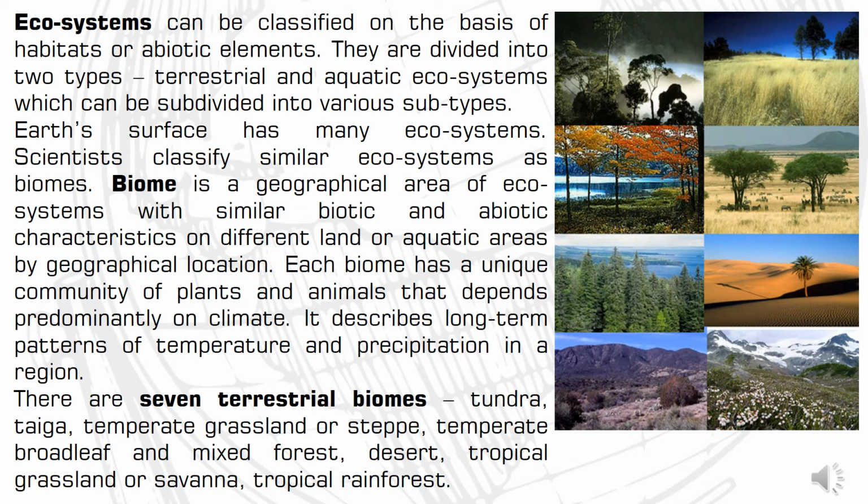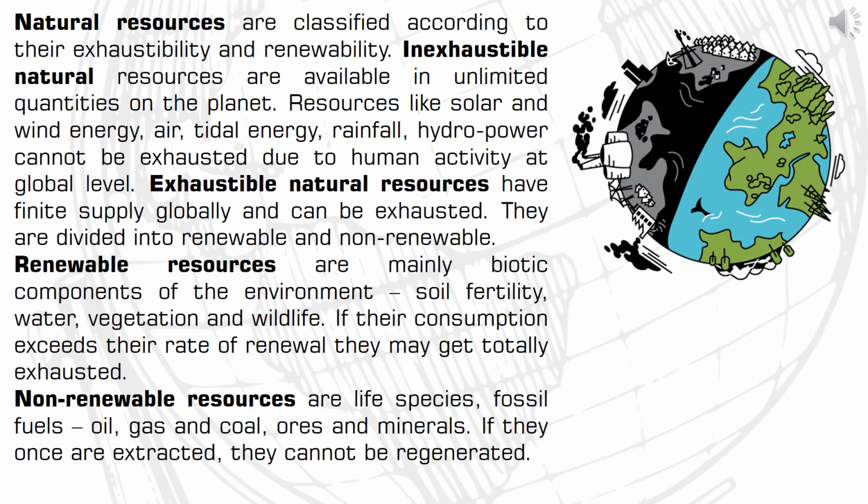Biome is a geographical area of ecosystems with similar biotic and abiotic characteristics on different land or aquatic areas by geographical location. Each biome has a unique community of plants and animals that depends predominantly on climate. It describes long-term patterns of temperature and precipitation in a region. There are 7 terrestrial biomes: tundra, taiga, temperate grassland or steppe, temperate broadleaf and mixed forest, desert, tropical grassland or savanna, tropical rainforest.